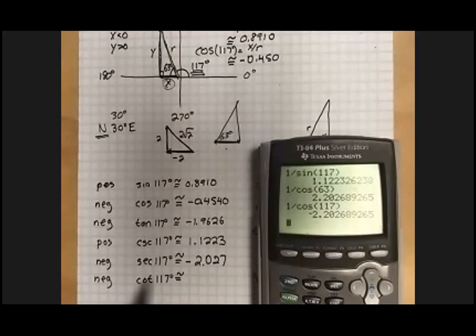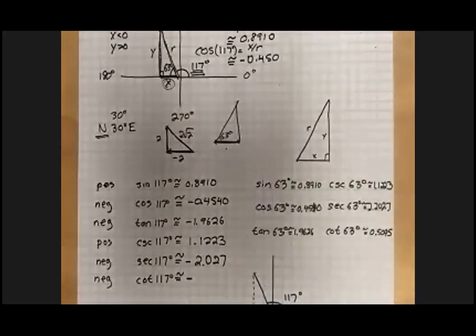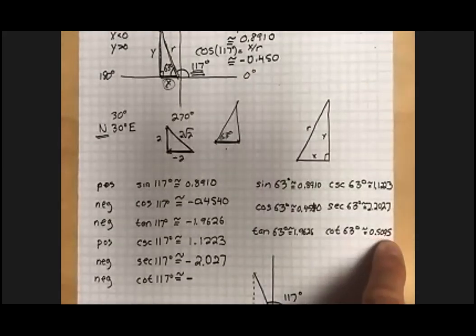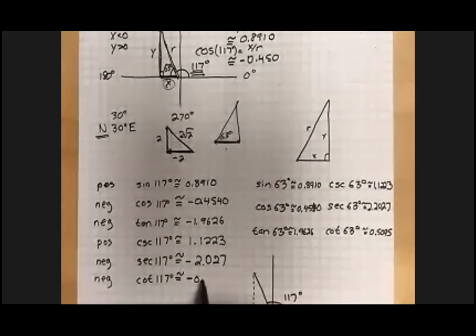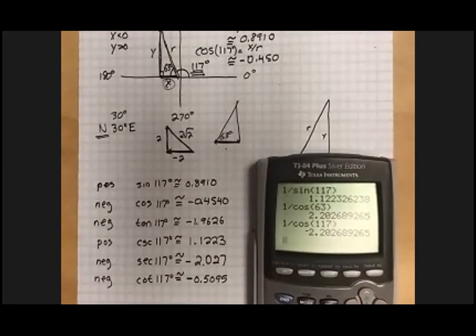And lastly, the cotangent is going to be negative. What was it over here? 0.5095? So before I press the button, I predict it's negative 0.5095. Now let's press the button.